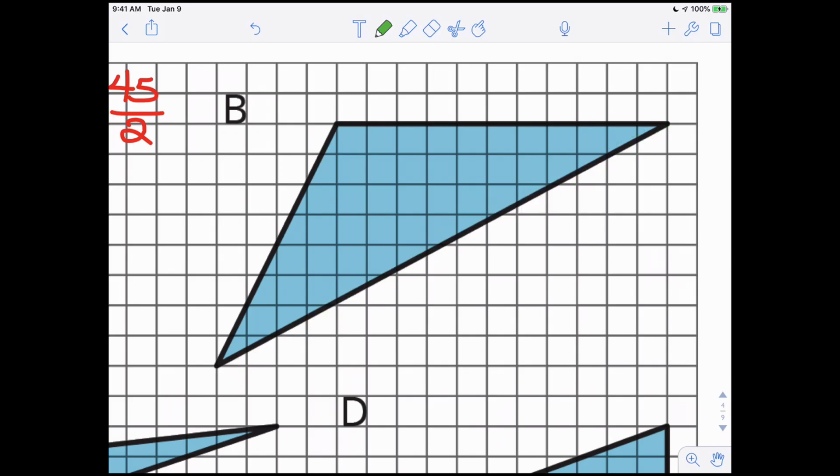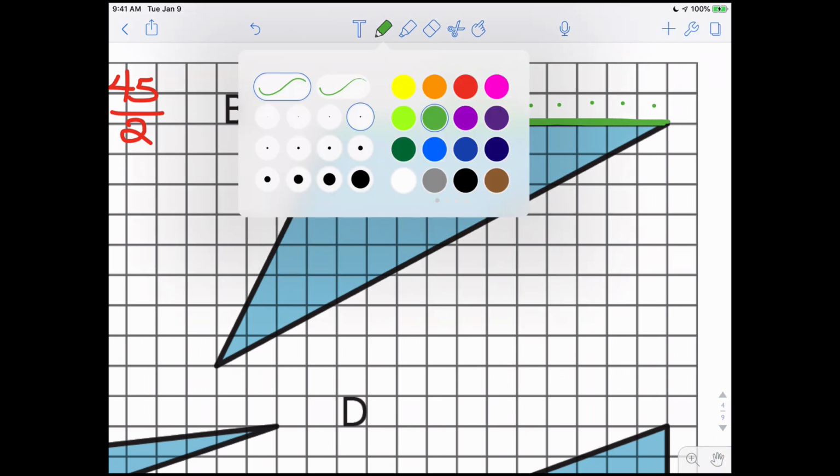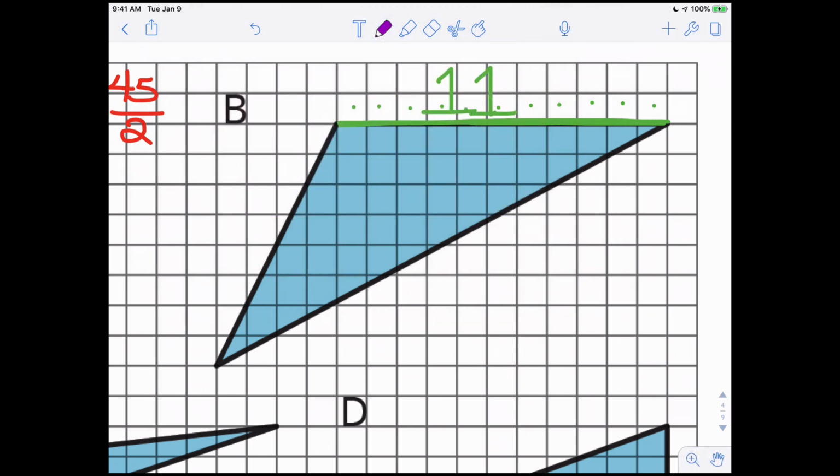So the only base that's really easy for us to use is this one way up at the top. And we can see it's 1, 2, 3, 4, 5, 6, 7, 8, 9, 10, 11. So the base is 11 units. Now, if that's going to be the base, we need to find what the height is.